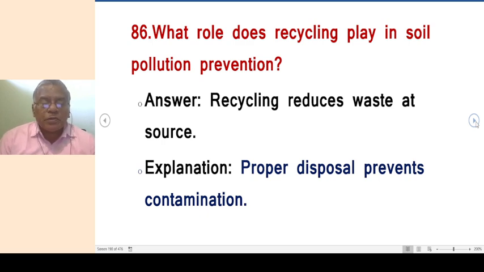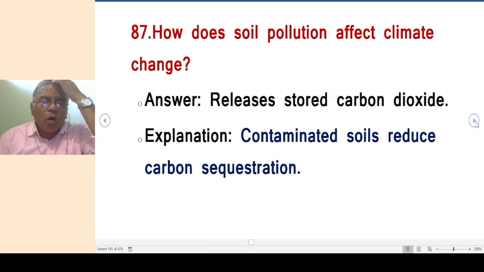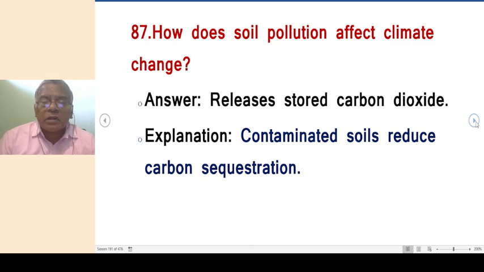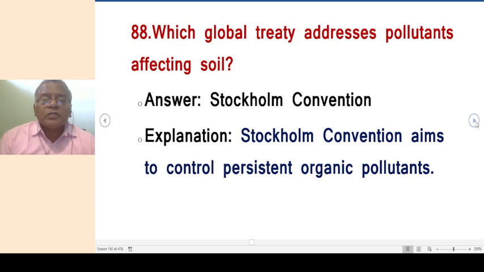Proper disposal prevents contamination. How does soil pollution affect climate change? Soil pollution releases stored carbon dioxide. Contaminated soils reduce carbon sequestration, that is separation. Which global treaty addresses the pollutants affecting soil? That is Stockholm Convention. Stockholm Convention aims to control persistent organic pollutants.